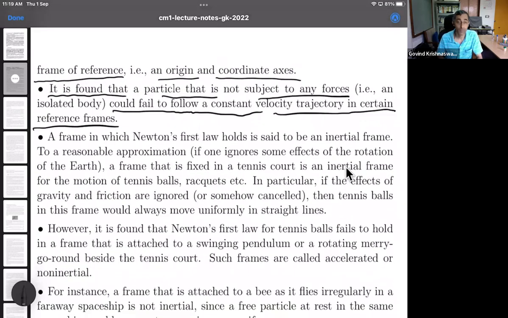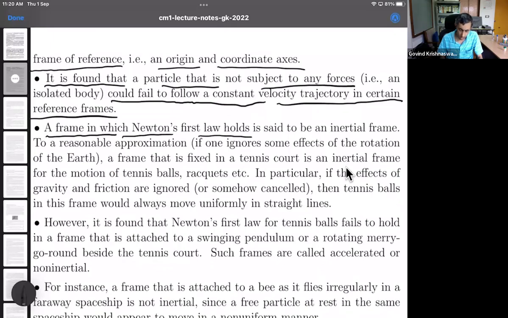What do I mean? Let me be more detailed. I'm going to give examples of frames where this fails, but let me introduce some terminology here. By a frame of reference, I mean a choice of origin and, let us be specific, a set of orthogonal coordinate directions. One must also say what is happening to that frame. Those are all part of the specification. A frame in which Newton's first law holds is said to be an inertial frame. This is just the introduction of a term.